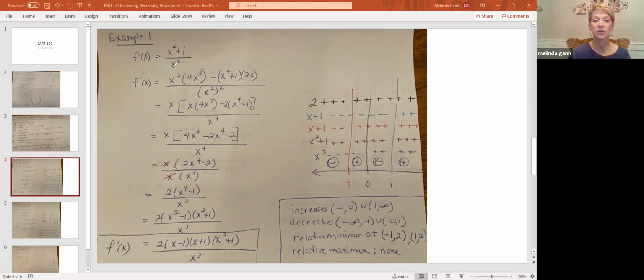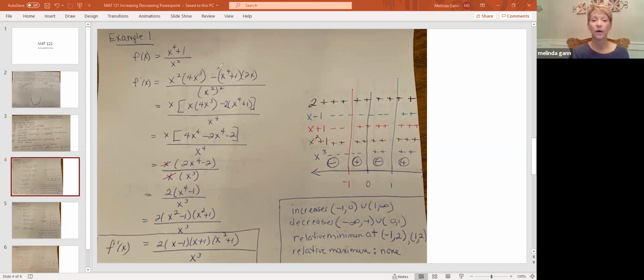Remember where you start. You start with the bottom times the derivative of that numerator. So the derivative of x to the 4th plus 1 was 4x cubed, minus, then you copy down the numerator, and then you do the derivative of that bottom. So the derivative of x squared is 2x, and all that's over your bottom squared. So this is just your quotient rule. Now, everything after this is algebra, okay? So if you're still having trouble with algebra, you can go to the tutoring center or come see me.